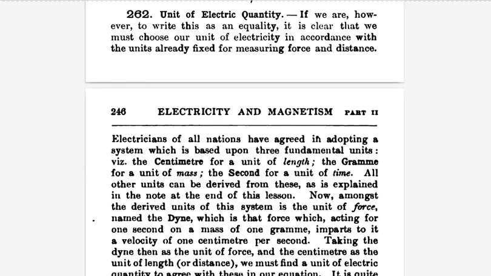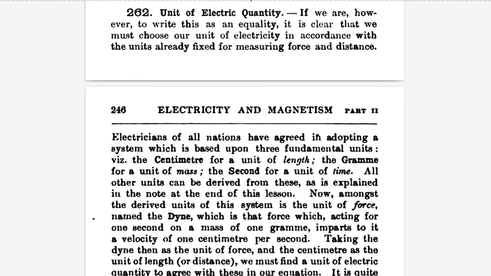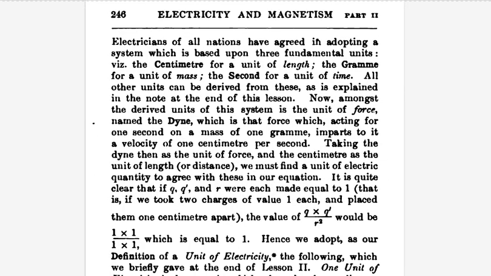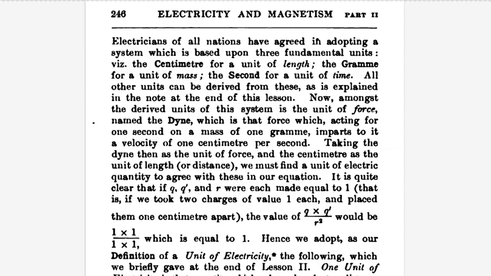262. Unit of electric quantity. If we are, however, to write this as an equality, it is clear that we must choose our unit of electricity in accordance with the units already fixed for measuring force and distance. Electricians of all nations have agreed on adopting a system which is based upon three fundamental units, that is, the centimeter for a unit of length, the gram for a unit of mass, the second for a unit of time. All other units can be derived from these, as is explained in the note at the end of this lesson.